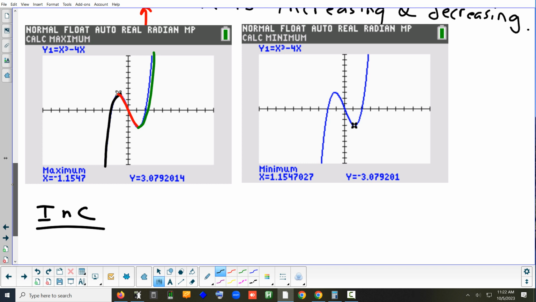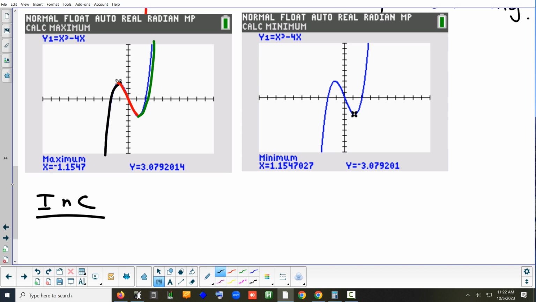So where is it increasing? Well, let's start with the black interval. What's the lowest value you could pick and still be in the black interval? Negative infinity, because the further left you go, the further down you go. So that's the lowest. Now, what's the highest x value you could pick and still stay just before you leave the black section? If you go any higher than this, you're going to be in the red. Yep, negative 1.154. So we'll say it's negative 1.15. That's as high as you can go. You go any further, you're in the red section.